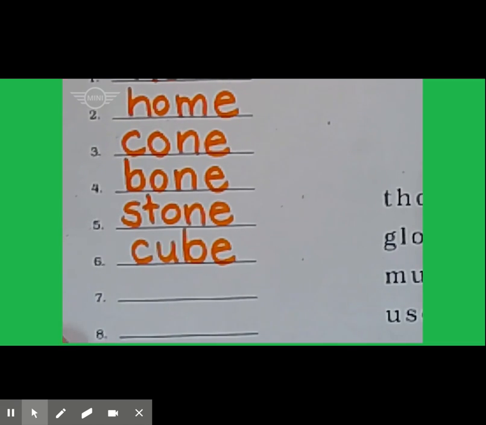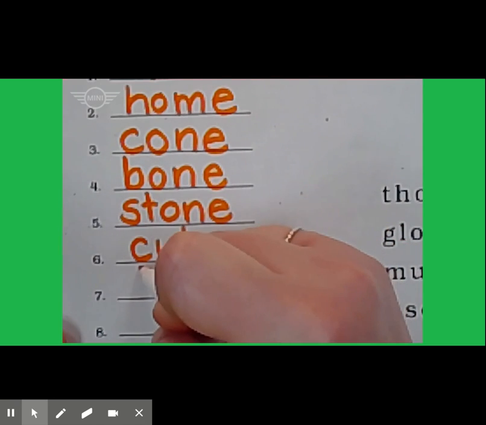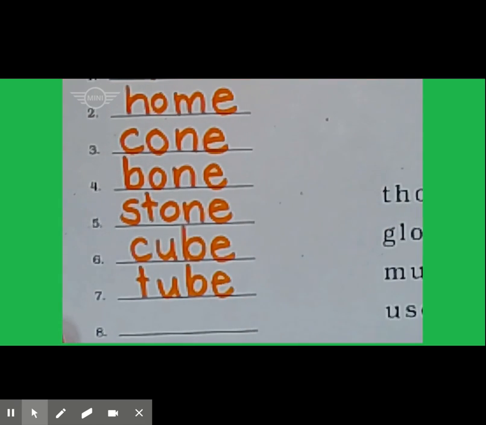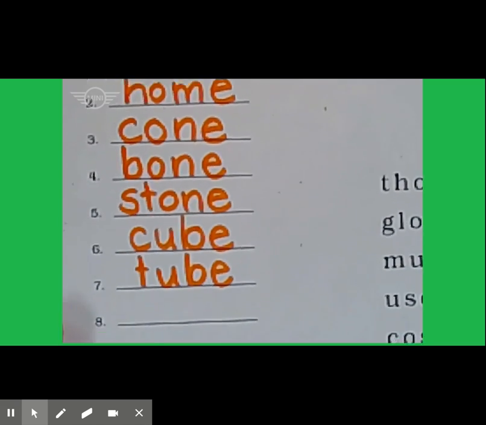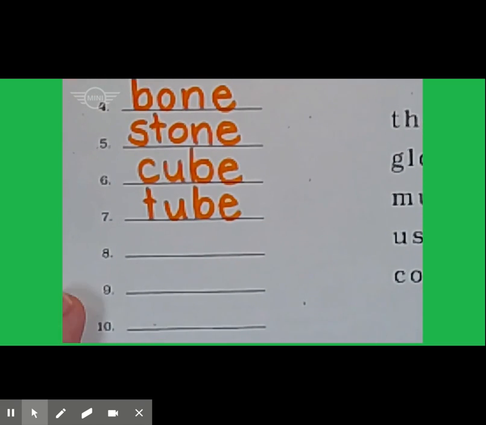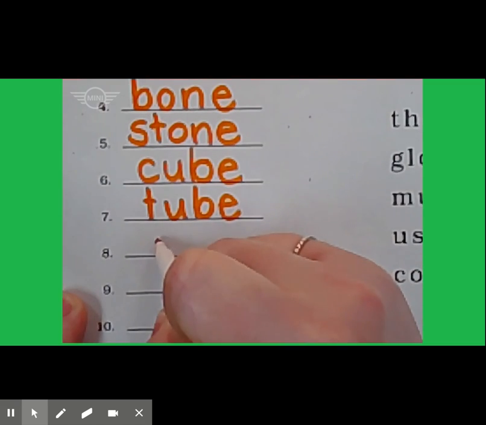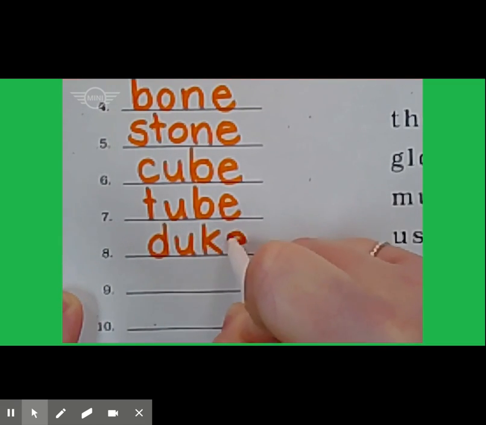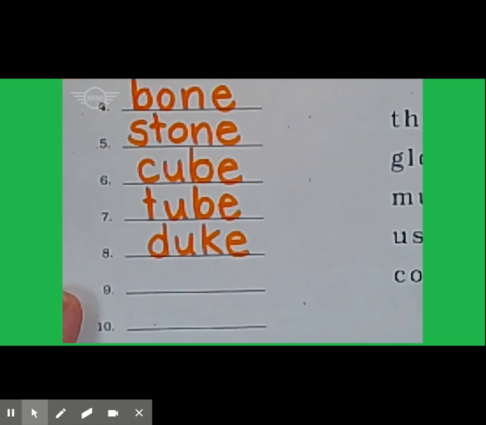The next one, it's going to say ooh. Tube. Duke. A duke is kind of like a prince.